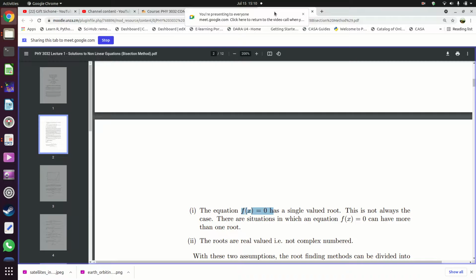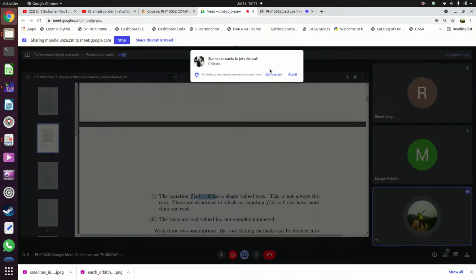The other thing we want to assume is that the roots which we are interested in are real. So these are real valued numbers. So we are not talking about complex roots. We are talking about roots which are actually floating point numbers. So we just make two simple assumptions. One, that the function we are interested in is going to have a single root in that particular area we're interested in. If it has got multiple roots, then we will focus on a certain area, so that we only find the root which is in that particular area.